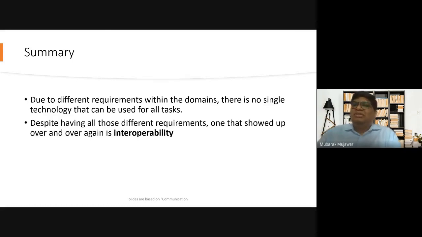And one of the things which is very common and which is popping up again and again is that interoperability is the major issue with IoT devices. Most of the communications are not interoperable, and we have to make sure that in future, we standardize all the communications so that all devices become interoperable. Okay, so that is what we have seen so far.